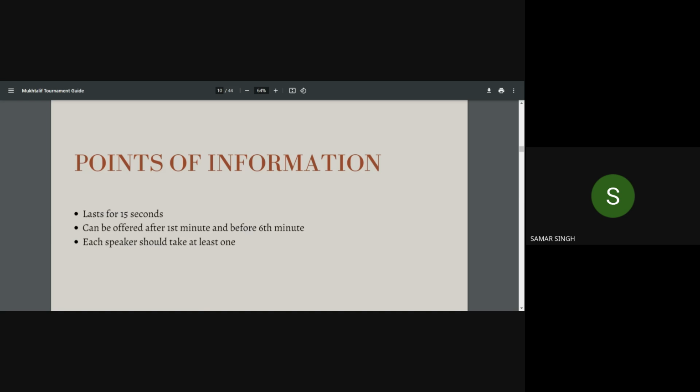It can be offered after the first minute and before the sixth minute. Each speaker should take at least one. This is advisable, not compulsory, so don't worry, no negative marking will be there. It's just advisable so that the debate is engaging.